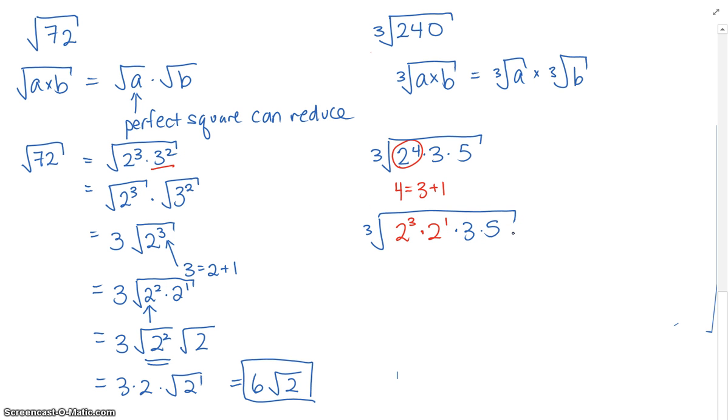We can then separate the perfect cube out, which would be 2 cubed, and leave the remaining 2 times 3 times 5 inside the other radical. The cube root and the third power cancel out, and you're left with 2 cube root of 2 times 15, so 30.